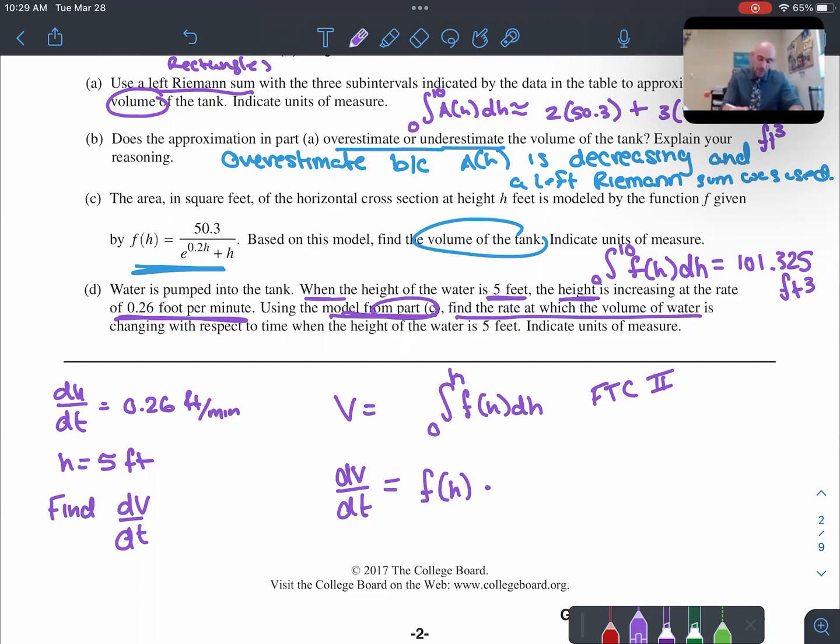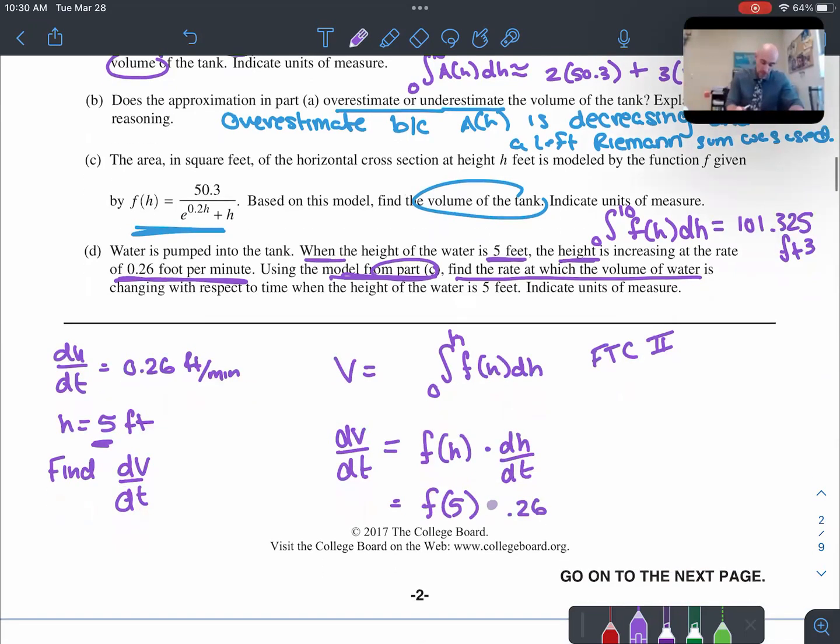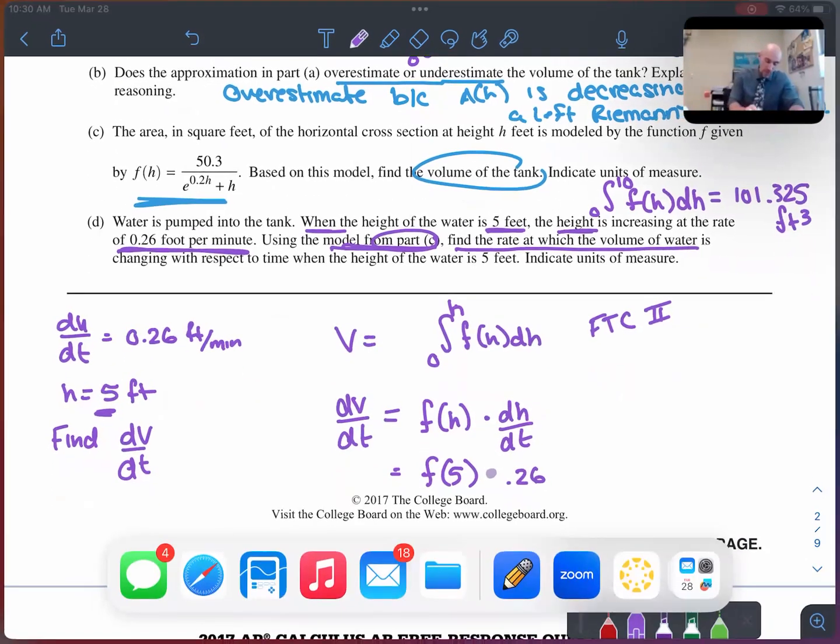But you got to remember, when we take a derivative, we use it with related rates. We're now also going to put that dH over dt, just like we would, because you're taking the derivative of something with h, and you got to put that dH over dt after. So what do we know? We know that h is 5. So this is going to equal f of 5 times, we know dH over dt they gave us is 0.26. So now all we have to do is actually figure out what this is. So let's go back to our calculator.